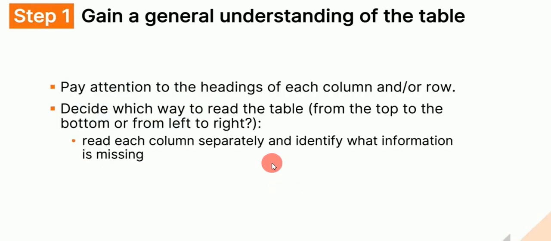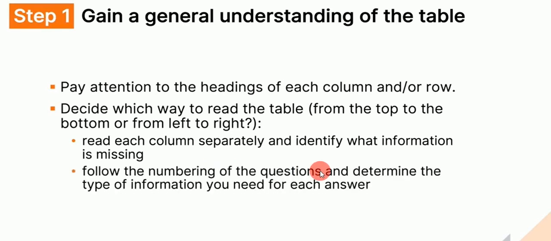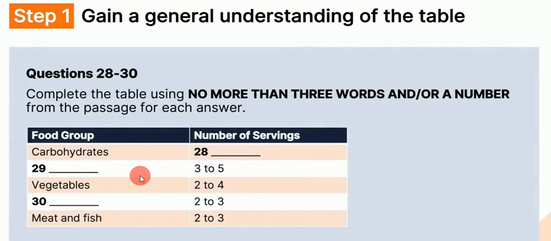Here is an alternative method for understanding a table. You could follow the numbering of the questions, that is, 28, 29, and 30, and as you do so, based on the headings, determine the type of information you need for each answer.